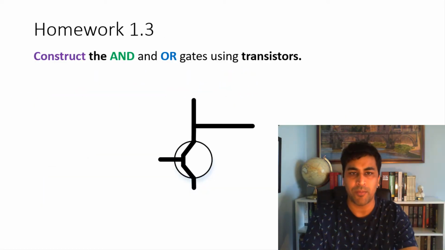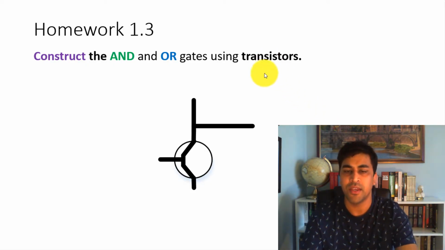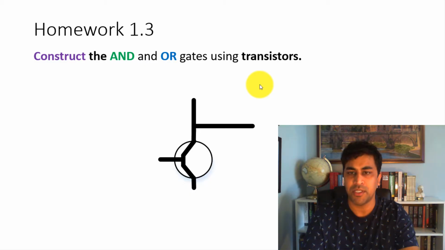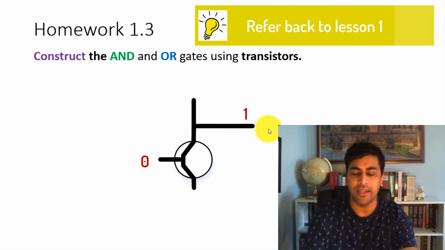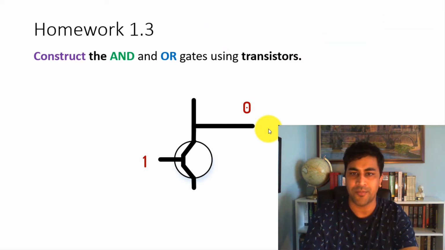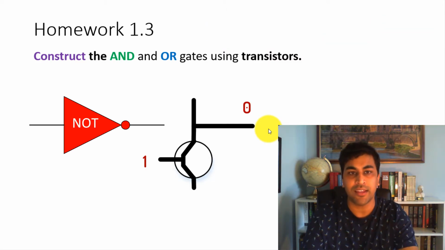In homework problem 1.3, I asked you to construct the AND and OR gates using transistors. Recall that the basic property of the transistor is that if you put in a 0, you would get out a 1. And if you put in a 1, you will get out a 0. This resembles a NOT gate, so we just need one transistor to implement a NOT gate.